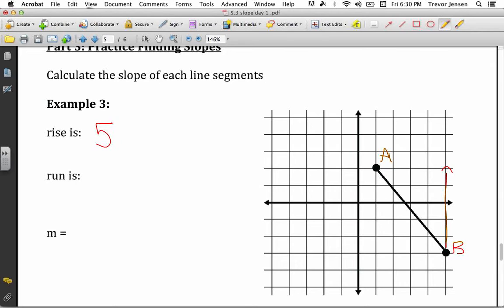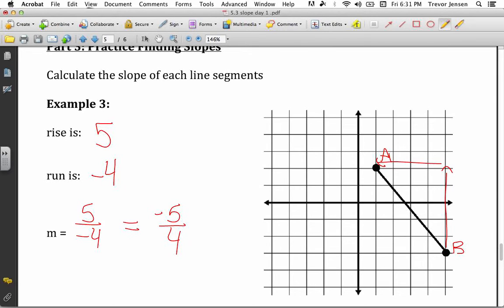My run is the horizontal distance between the 2 points, so to get from B to A, I have to go left 1, 2, 3, 4 units. So going to the left gives me a negative run, so it's negative 4. So my slope is rise divided by run, which is 5 divided by negative 4. And 5 divided by negative 4 is the exact same thing as negative 5 divided by positive 4. Okay? If you put that on your calculator, either one of those two things, you'll get negative 1.25.